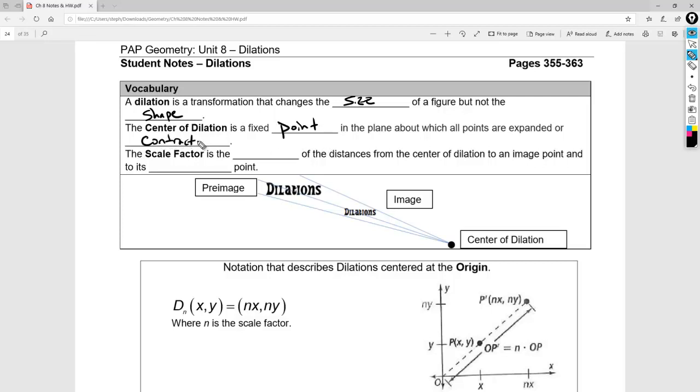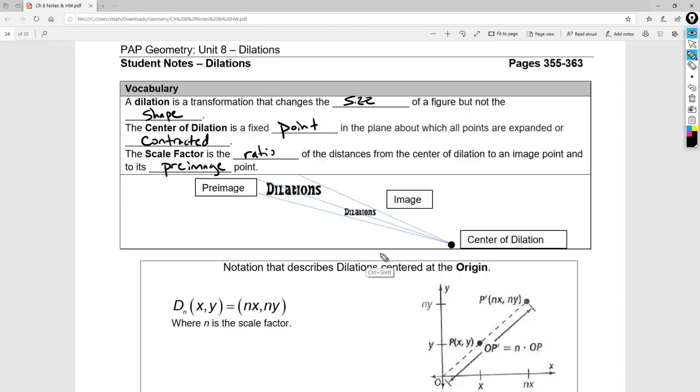So a dilation can increase or decrease the size. The scale factor is the ratio of the distances from the center of dilation to some image point and the pre-image point. Okay, so we have some center of dilation, we have the image, and then the pre-image. So in this case, we have contracted. So our image got smaller.